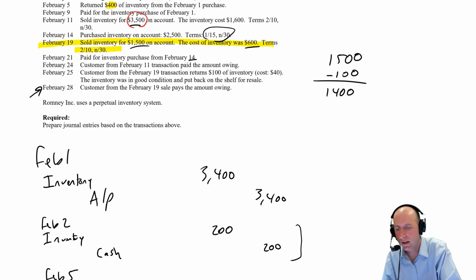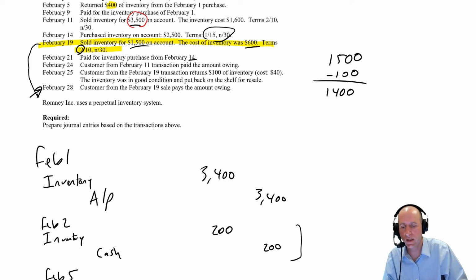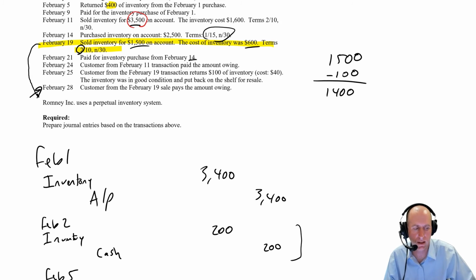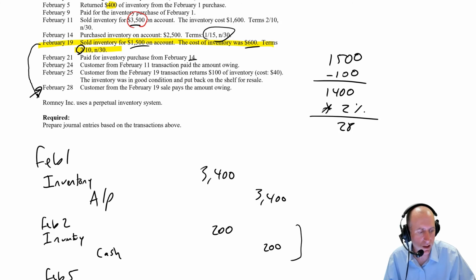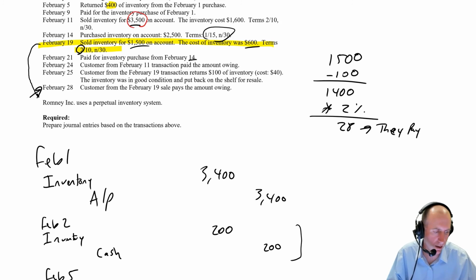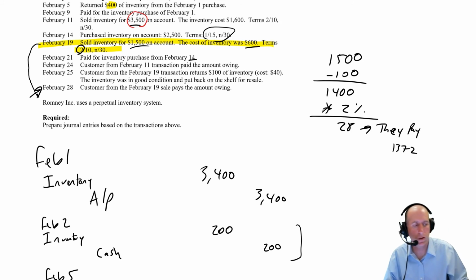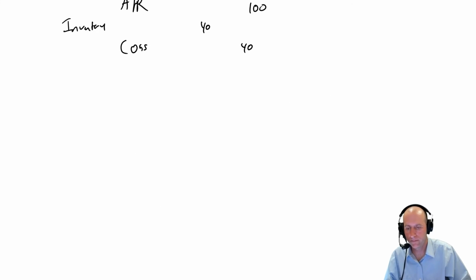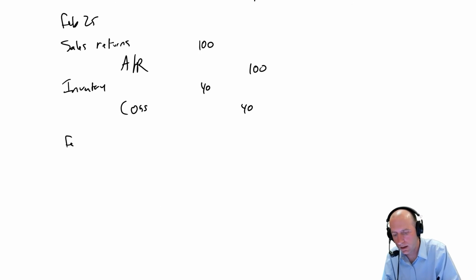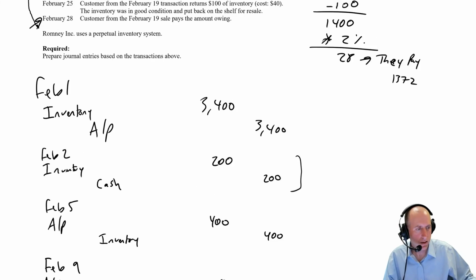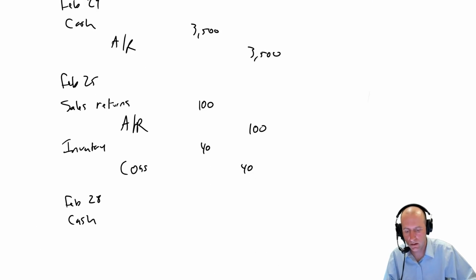But guess what? They paid within 10 days. Terms were a 2% discount. February 19th to 28th, it is within 10 days. So they can take a 2% discount. They get $28 off, meaning they pay $1,400 minus $28 is $1,372. Okay, let's deal with that. This is on Feb 28th. Debit cash. I forgot the amount already. $1,372.